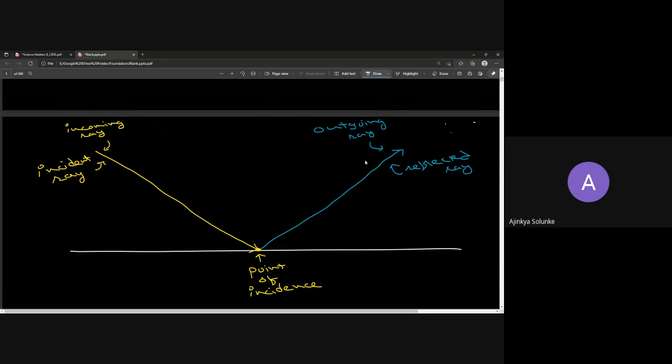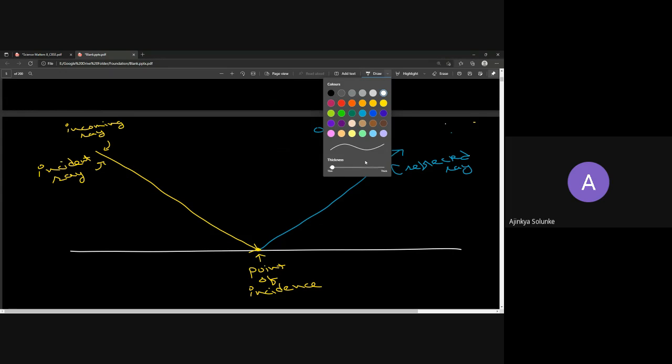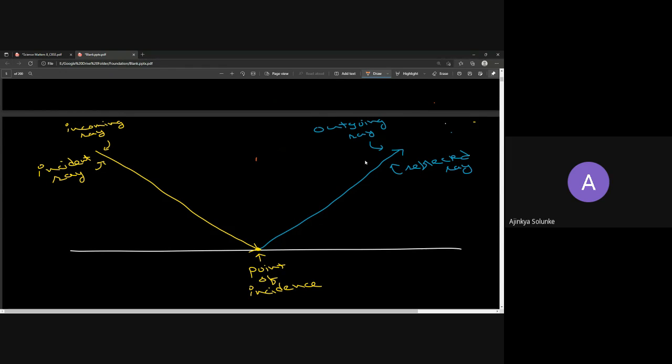In the same way, in this whole experiment, we have one imaginary line, and we call it normal. This dotted line, why are we showing it dotted? Because this is imaginary, and we call it normal. And what is this normal? This is perpendicular to the surface. Normal is basically a perpendicular line to the surface.